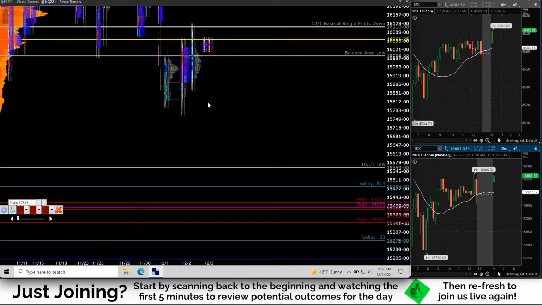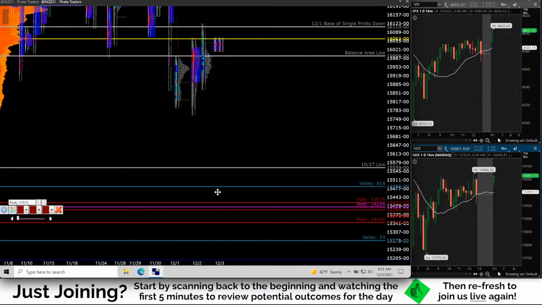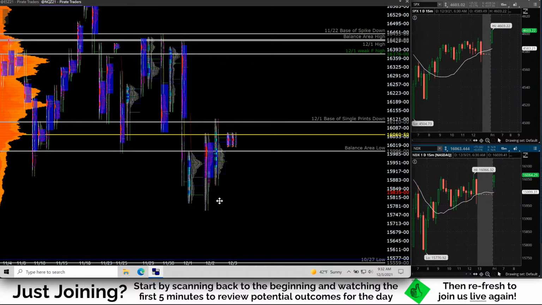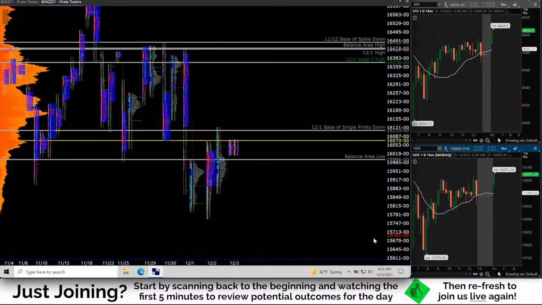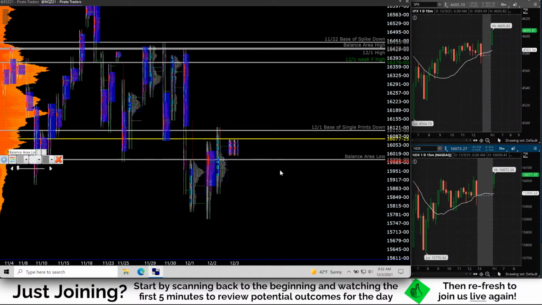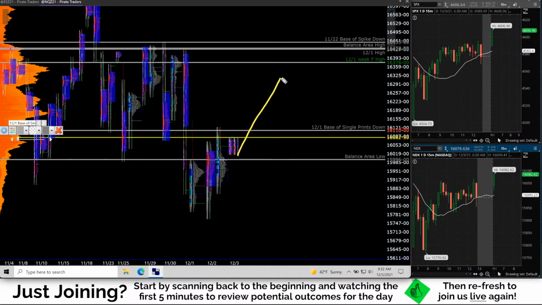Okay, so the Q is back up in its balancing area. So we'll be looking for support right around that balance area low. It doesn't have to be exact, right? But we're looking to stay in balance. So right around that 15,996 level, we'll be looking to bring in some support there, which would be bullish for a trade to the opposite end of balance.